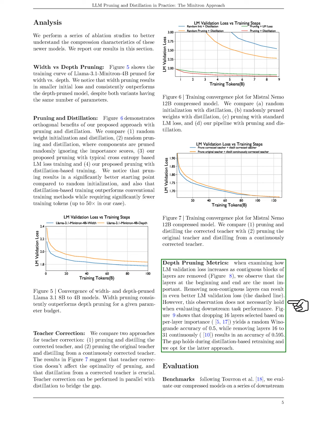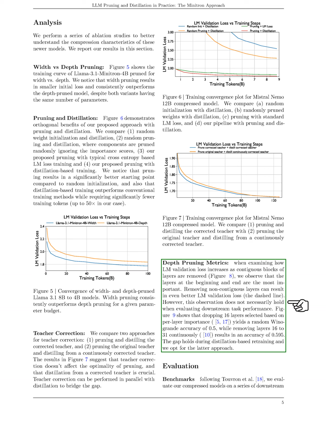In our analysis of depth pruning metrics, we notice that as we remove contiguous layers, the validation loss increases, with the first and last layers being the most critical. Interestingly, removing non-contiguous layers can lead to even better validation loss. However, this does not always translate to improved performance on downstream tasks. For instance, selecting layers based on importance yields a lower accuracy compared to removing a continuous block of layers. We choose the latter method for retraining.